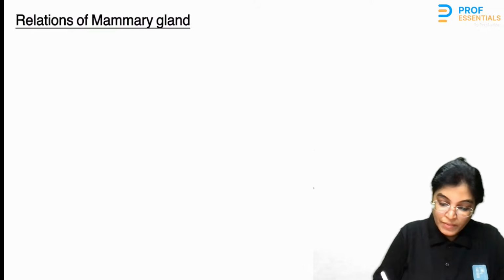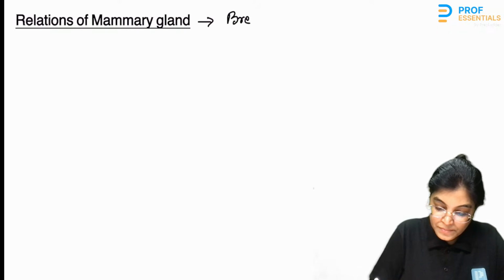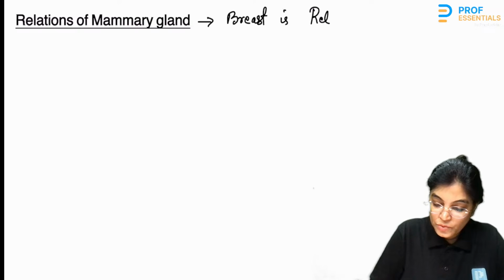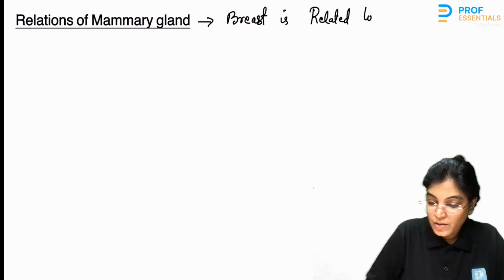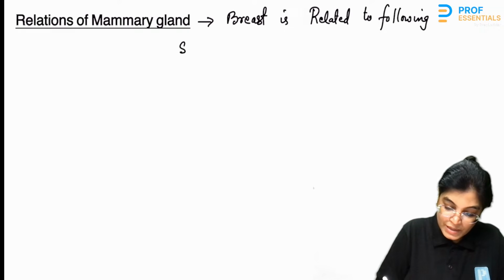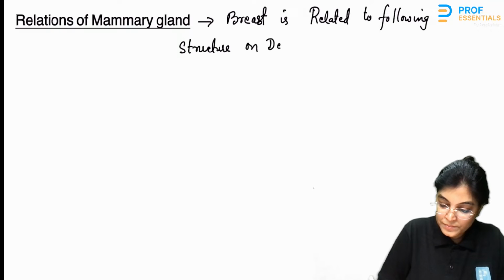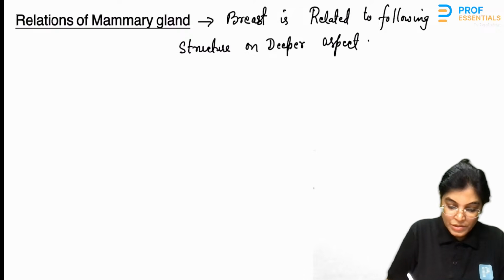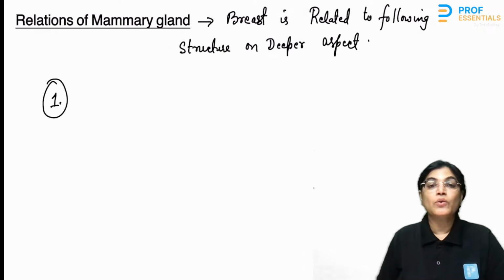So write down relation. So breast or mammary gland is related to following structures on deeper aspect. Got it? So what are these structures? The first structure will be the pectoral fascia.